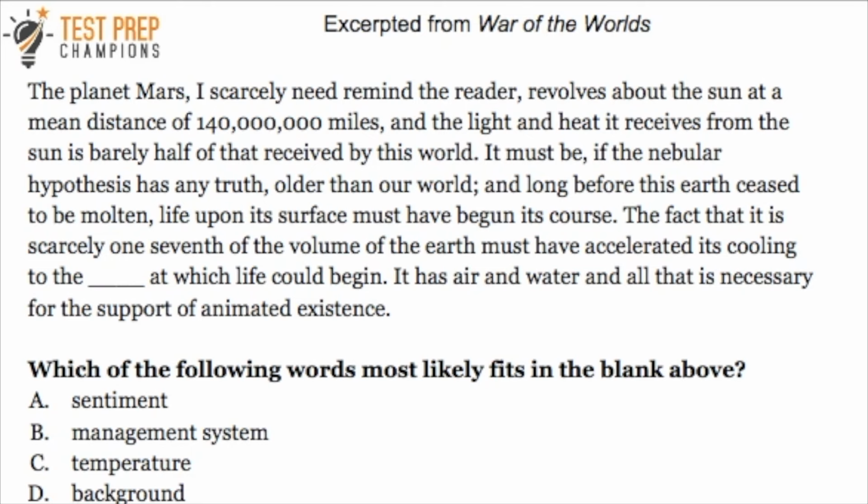So the next question is, which of the following words most likely fits in the blank above? Is it A, B, C, or D? And the correct answer here is C, temperature.